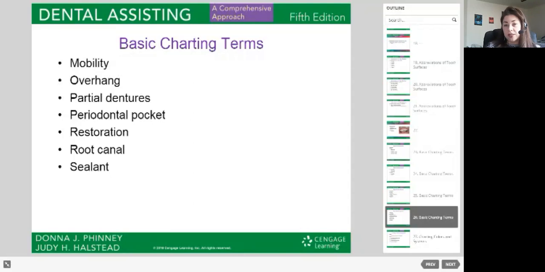Partial dentures are prosthetic devices that replace missing teeth. So again, that's just partial. It will replace just a few teeth. A full denture replaces the whole arch.